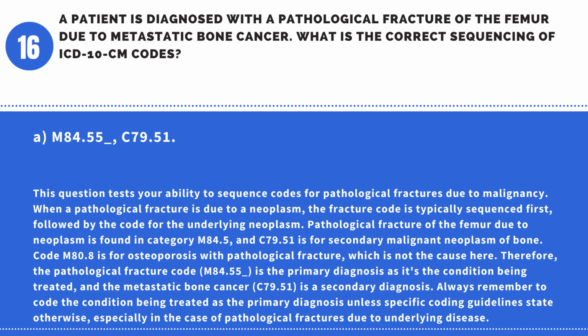Code M80.8 is for osteoporosis with pathological fracture, which is not the cause here. Therefore, the pathological fracture code, M84.55, is the primary diagnosis as it's the condition being treated, and the metastatic bone cancer, C79.51, is a secondary diagnosis. Always remember to code the condition being treated as the primary diagnosis unless specific coding guidelines state otherwise, especially in the case of pathological fractures due to underlying disease.